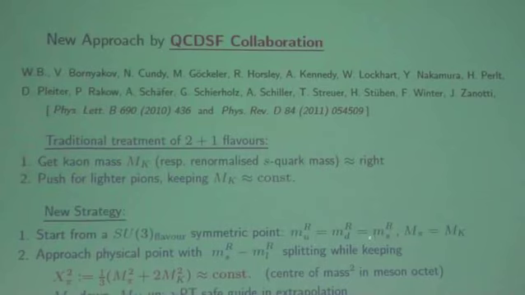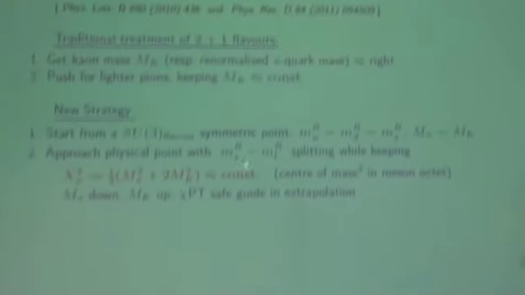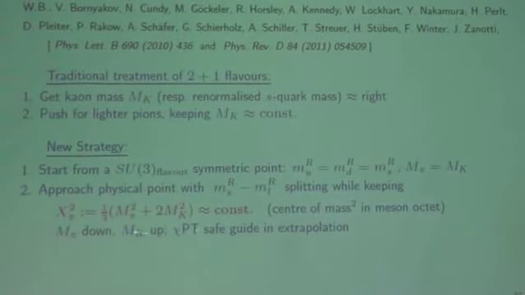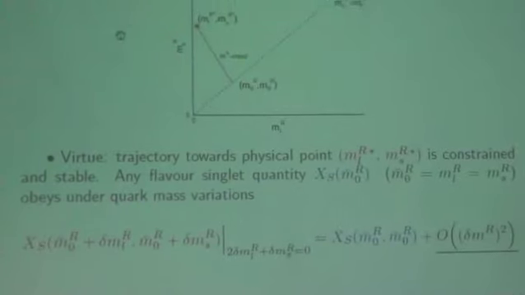So where the u, d, s quarks have the same mass, the pion and the kaon would also have the same mass. We start from there and drive the light and the strange quark masses apart, such that this sum here remains constant. Then we have a kind of chiral perturbation theory guided extrapolation, where the leading order and the corrections cancel, so we have a safer way to extrapolate. And so okay, we are on this line.